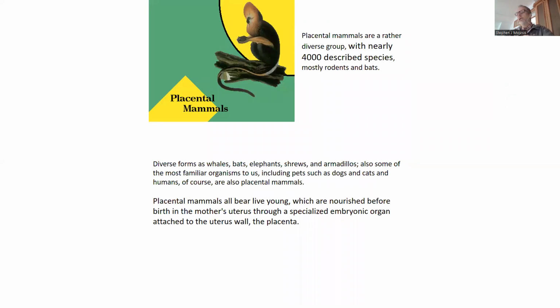Placental mammals, the mammal group that we're a part of, have 4,000 described species. Most of these are rats and bats, rodents, rodent-like animals. They're quite diverse. Everything from whales to elephants, shrews, armadillos, dogs, cats, humans, all of us are placentals. They bear live young, like marsupials, but these are nourished before birth in the uterus, a true uterine structure through a specialized organ called a placenta, which is attached to the uterine wall.